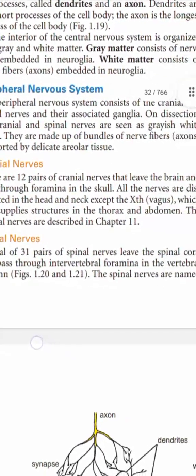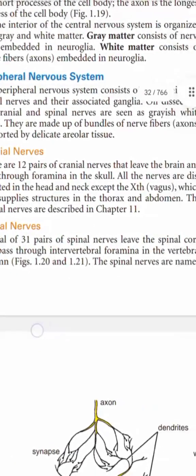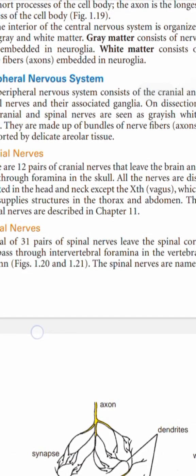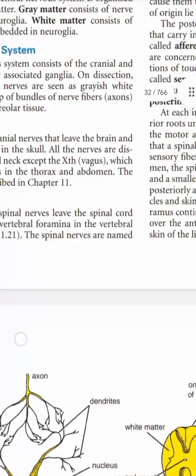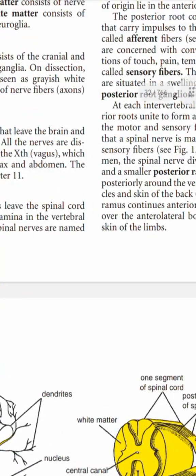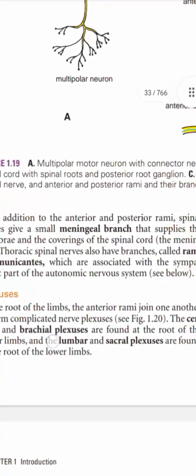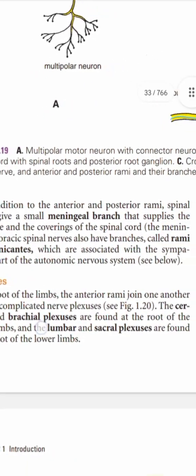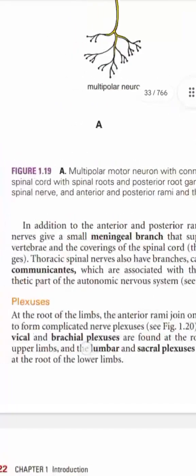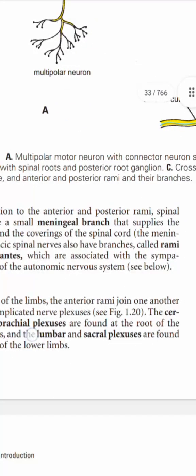Spinal nerves. A total of 31 pairs of spinal nerves leave the spinal cord and pass through intervertebral foramina in the vertebral column. The spinal nerves are named according to the regions of the vertebral column with which they are associated. In addition, the anterior and posterior rami of the spinal nerves supply the muscles, and the skin of the limbs. Each spinal nerve also gives a small meningeal branch that supplies the vertebrae and the coverings of the spinal cord.